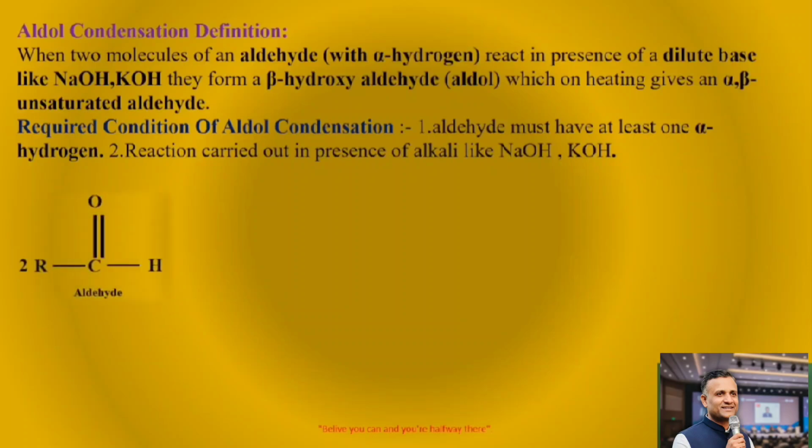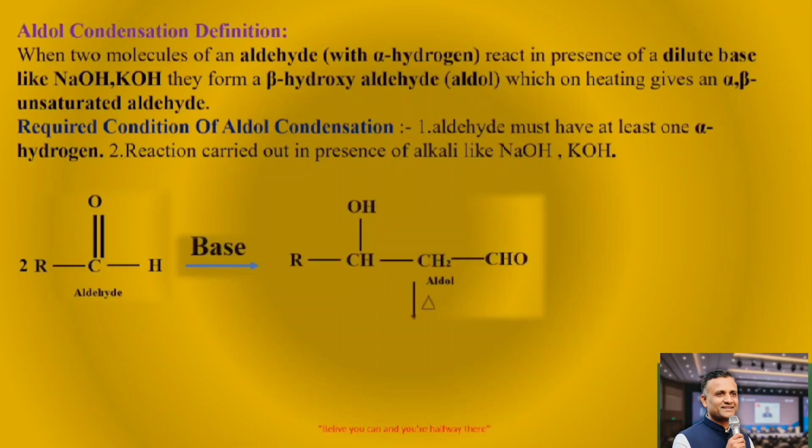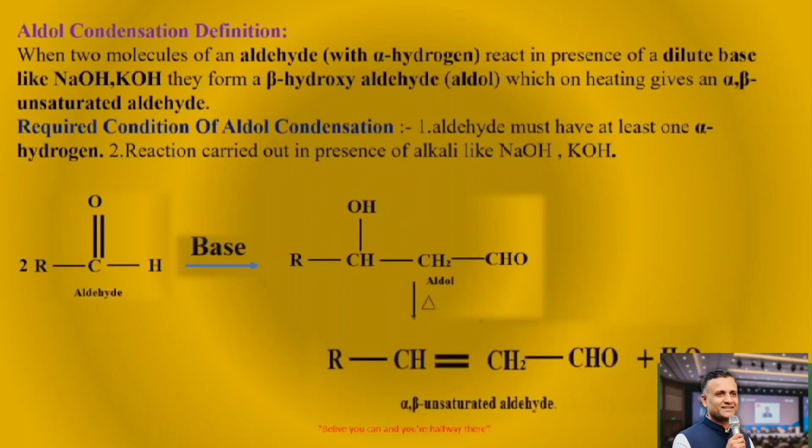Let's see the general reaction. Two molecules of aldehyde react with the base like sodium hydroxide or potassium hydroxide. You will get the aldol. Aldol means a structure having aldehyde as well as the hydroxy group. After heating, a dehydration reaction takes place resulting in an alpha beta unsaturated aldehyde compound, and a water molecule is eliminated.